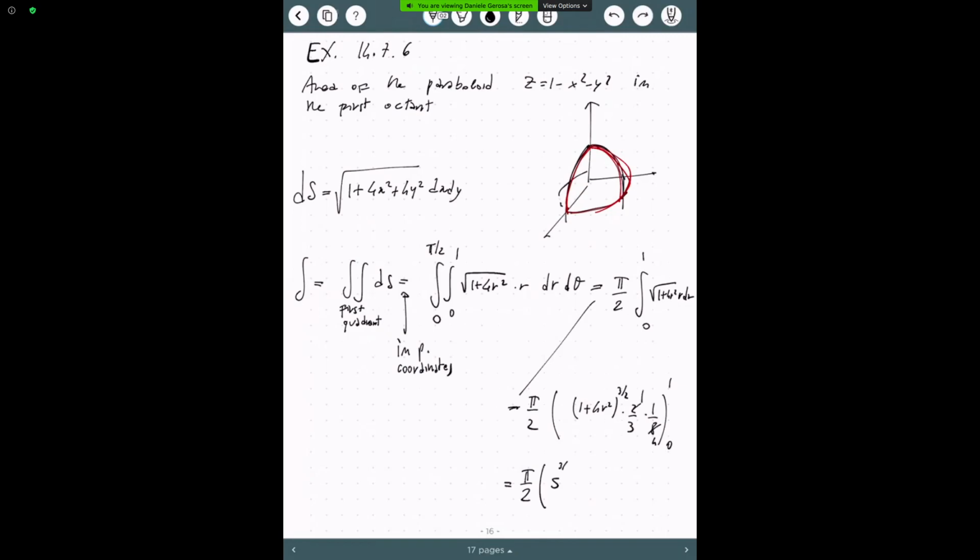Actually, I could have put the 1 divided by 8 outside. This minus 1. So we get, why did I get something different in my notes? No, it's not 8, it's 12. So the result here is pi divided by 24 times 5 square root of 5 minus 1. So this is the area of this portion of the paraboloid.